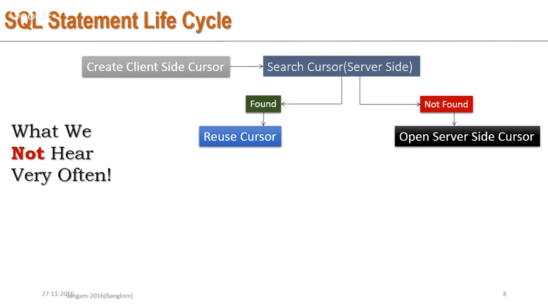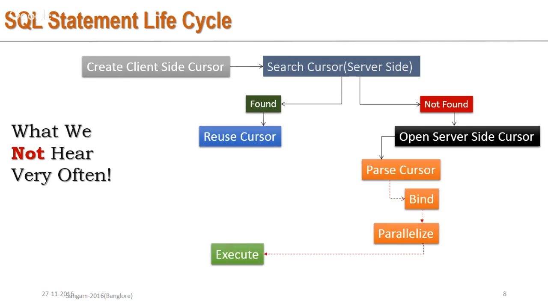So in case the cursor is not found, or even if it is found but you can't really use it because it's not a shareable cursor, then Oracle has to go ahead and open a cursor, where the step we discussed previously called open cursor comes into the picture. When the open cursor happens, there are some more things which Oracle has to do to understand how this cursor should be executed. That's where the parsing, the bind, the parallelism, and so forth may come into the picture. Now, the bind and the parallelism of the query are actually optional, and that's the reason I put them in the dotted dashed format.